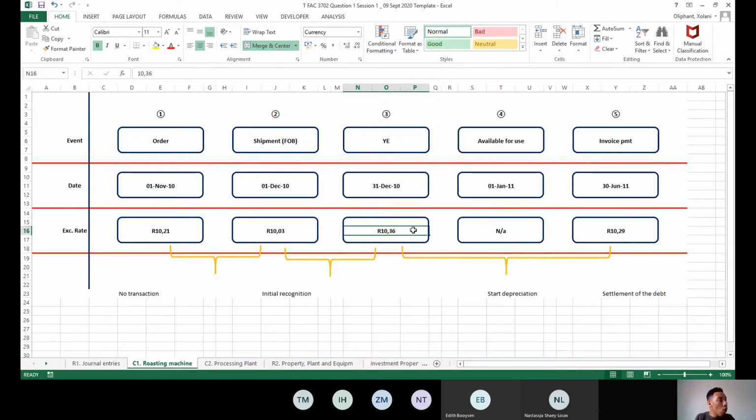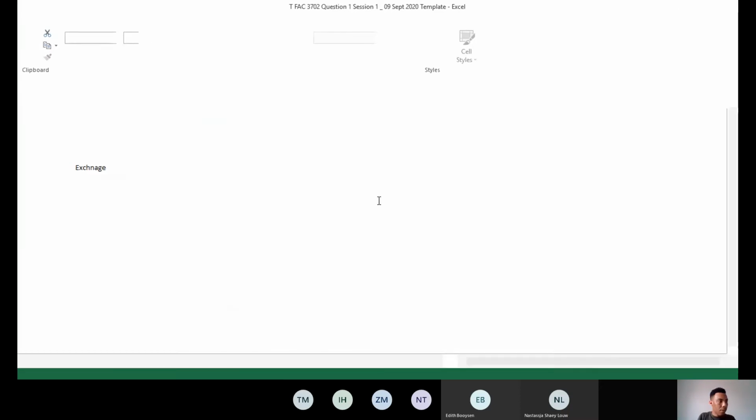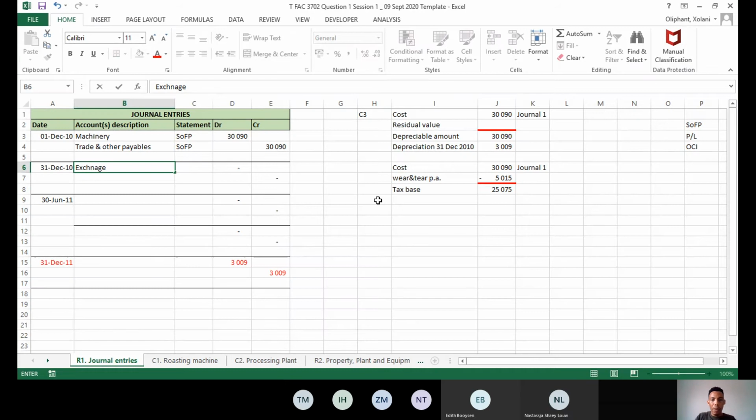Would you have paid more for this item if you had to pay here, or would you have paid less than what you actually bought it for? Would you have paid more, or would you have paid less? You would have paid more, that is correct. So, what is the entry that we need to debit here?